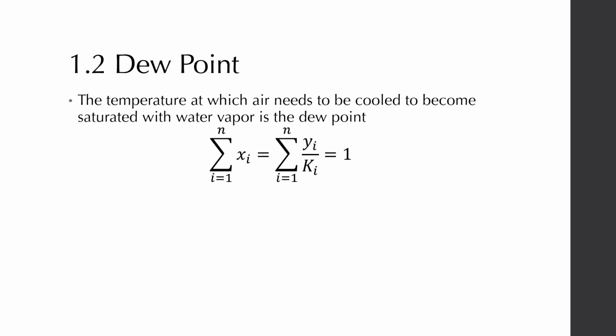Next, the dew point. The dew point is the temperature at which the air needs to be cooled to become saturated with water vapor. The airborne water vapor will condense to form liquid water when further cooled. If air cools by contact with a surface that is cooler than the air to its dew point, the water will then condense on its surface.